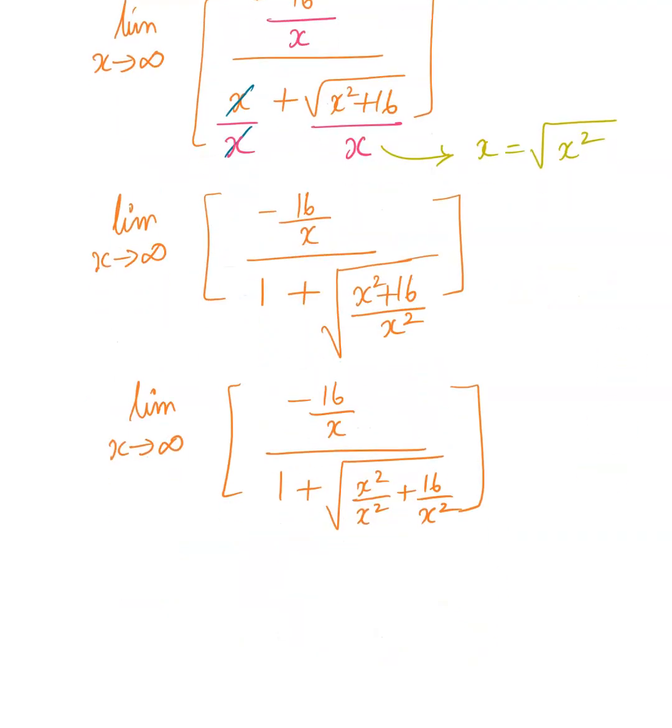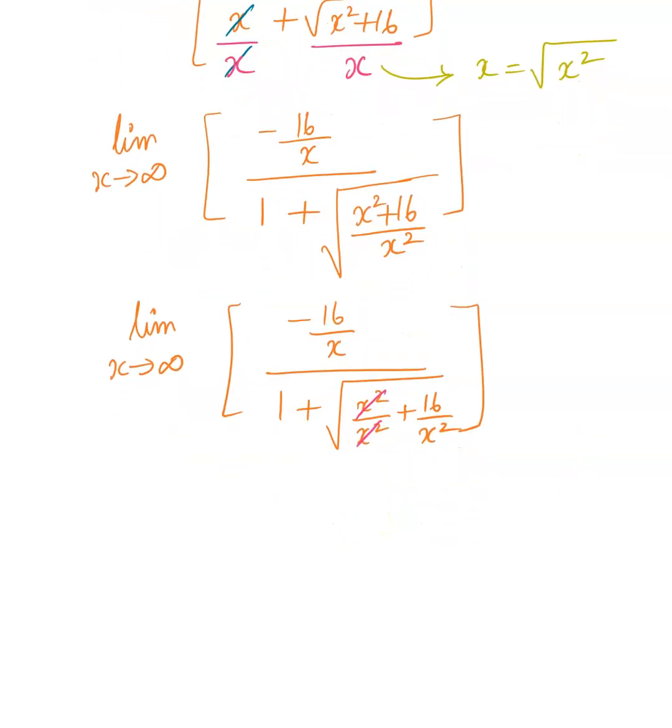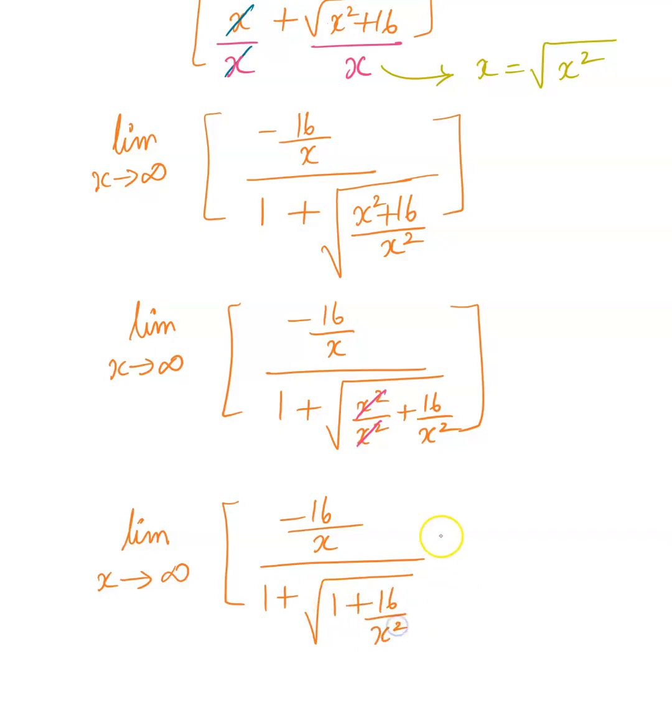Because remember, the ultimate goal is to get all your x's in the denominator whenever you have a limit of x approaching infinity. You don't want to do this if x is approaching 0, isn't it? Because you'll get the 0 in the denominator. At that time, you want all your x's on the top. But here, the approach is to get your x's in the bottom so that the infinity will make the fraction 0. Alright, so negative 16 over x, 1 plus square root of 1 plus 16 over x squared.